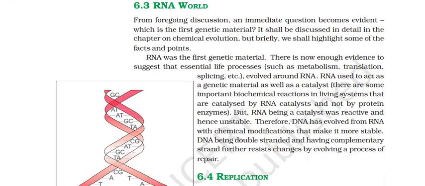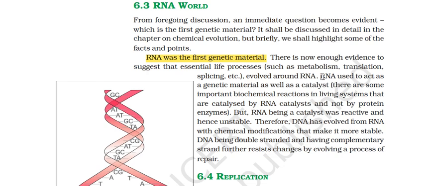Moving on to RNA. From the foregoing discussion, the immediate question becomes evident, which is the first genetic material? यानी पहले कौन आया, फिर बाद में हम मानते हैं advancement आया या evolve होके कुछ और आया. But what was it which came first? RNA was the first genetic material. Fine. To begin with, there's now enough evidence to suggest that essential life processes such as metabolism, translation, splicing, etc. evolved around RNA. RNA used to act as a genetic material as well as a catalyst.